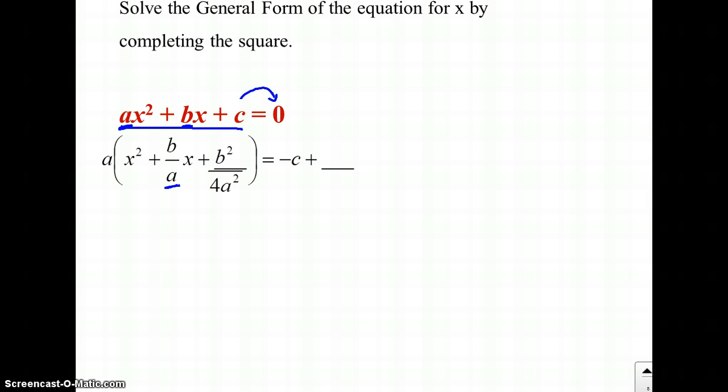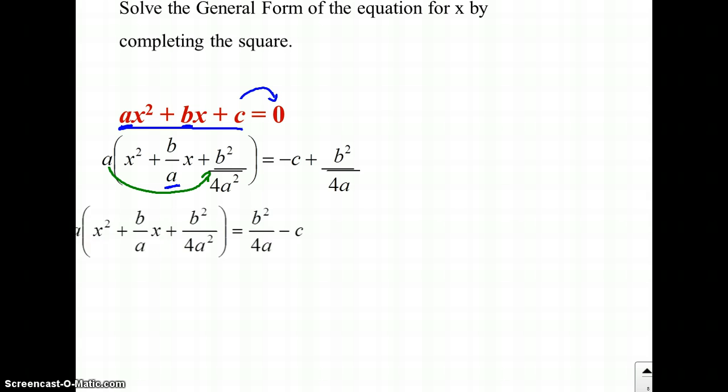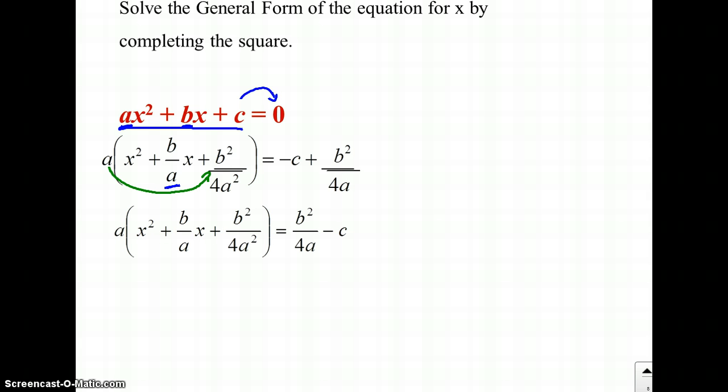Whatever we add to the left side, we must add to the right side. Don't forget that this a outside has to get multiplied to that term. So a times b squared over 4a squared would just leave us with a 4a in our denominator. So we're going to add b squared over 4a to the right side of the equation. So all we've done now is simplify the right side of the equation. Negative c plus b squared over 4a becomes b squared over 4a minus c.